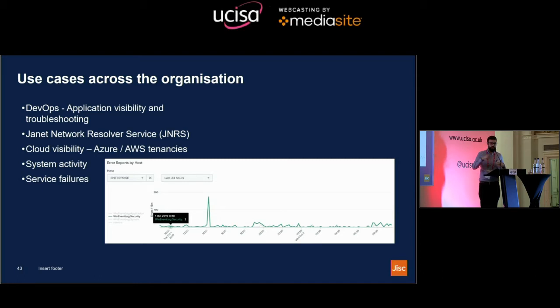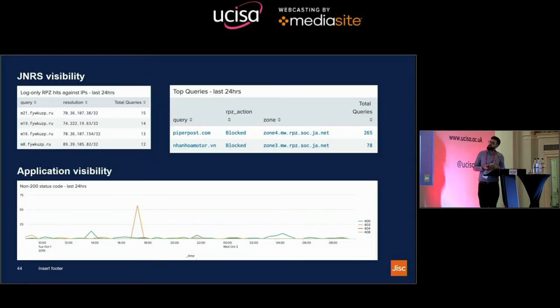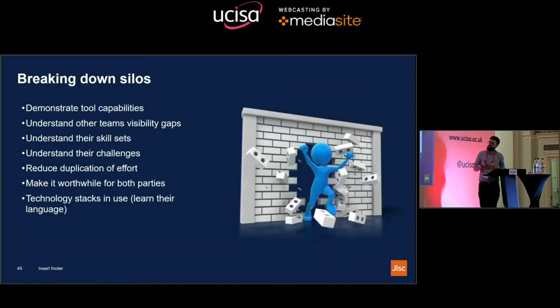Is there a system that's got a spike in errors? And service failures as well. So if, for example, bind doesn't restart, then we want to be aware of that. So these are the sorts of dashboard items that we have. For our web-facing systems, we want to know the non-200 status codes. We want to know when there's a server error, for example. For our network resolver service, we've got things like RPZ, and taking that data allows us to then notify people when they've got infections on the Janet network that they might not know about otherwise.